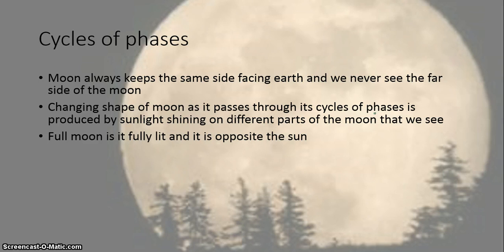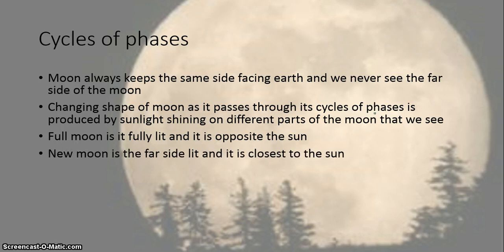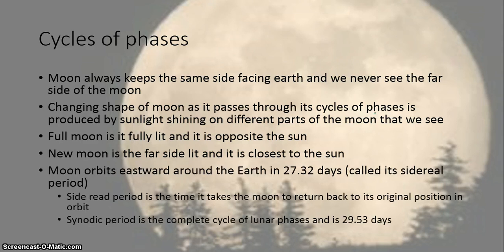All right, full moon is when the moon is fully lit, and it's opposite of the sun. So it's facing the sun, and every single bit of the moon that's facing us has light on it. Okay, new moon is when the far side of the moon is lit, and it's when the moon is closest to the sun. Okay, so the moon's going to orbit eastward around the Earth in 27.32 days, which we call its sidereal period.